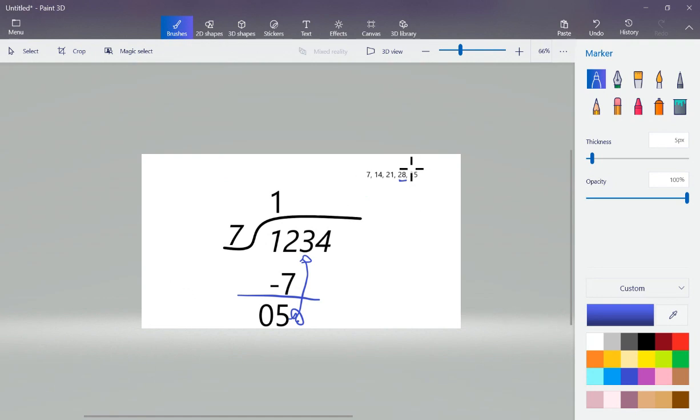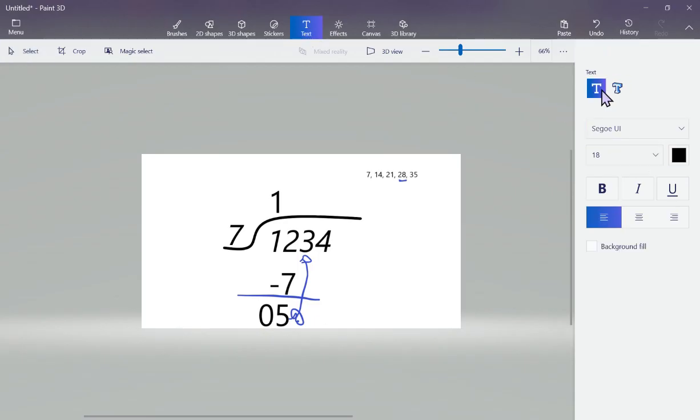So we're going to take 28. And we're going to punch in 4, because 28 is the fourth multiple of 7. So we still have some wiggle room left over, right? 4. Just like that. Very easy.